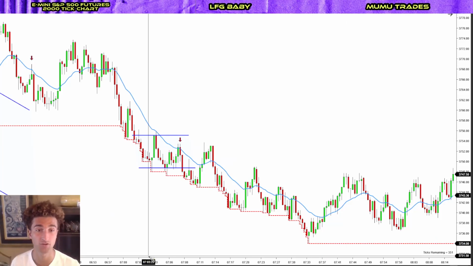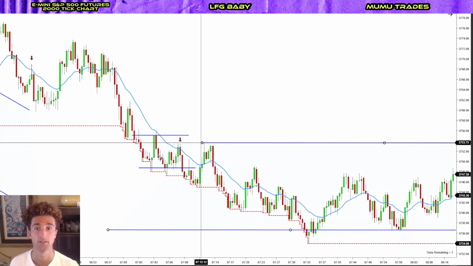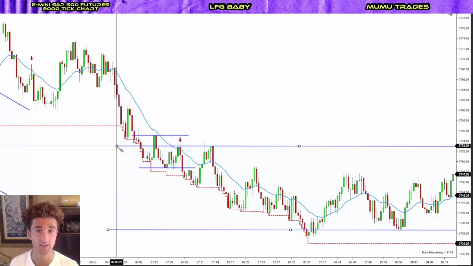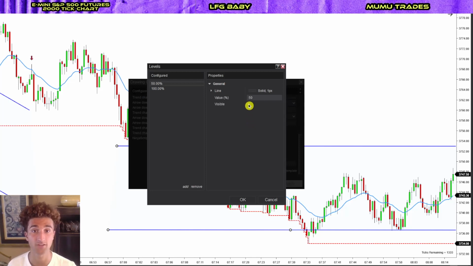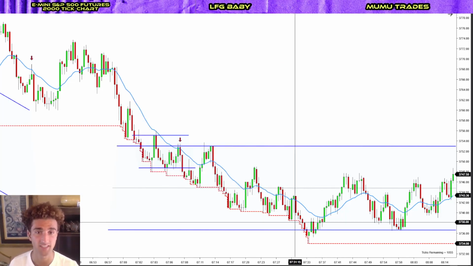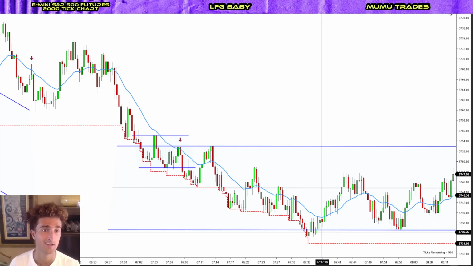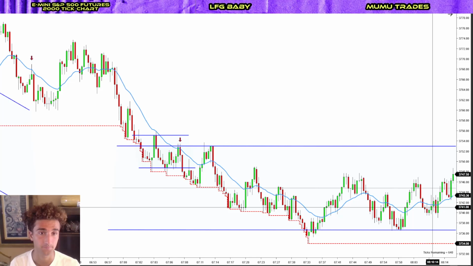But for now, we just want to draw our range just to give us a visualization of what prices are doing. We can add a midline there because prices do react to the midlines a lot of the time. And we can see that we're hitting these lows and we're reacting at this midline several times.